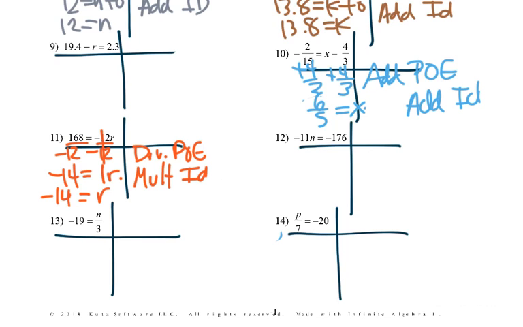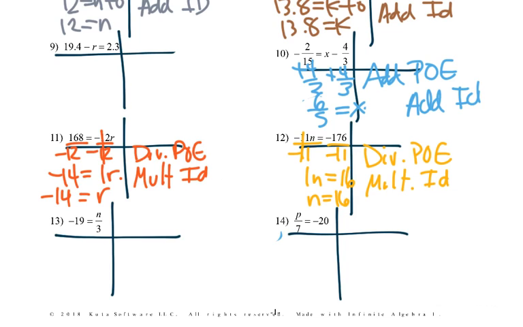Okay, 12 we do in similar manner. We divide by a negative 11, giving us 1n equals negative 176 divided by a negative 11, so a positive 16. Then we drop the 1, and we get n equals 16. So again, we use the division property of equality, and we can use that multiplicative identity to get rid of it. Okay, so 13 and 14.